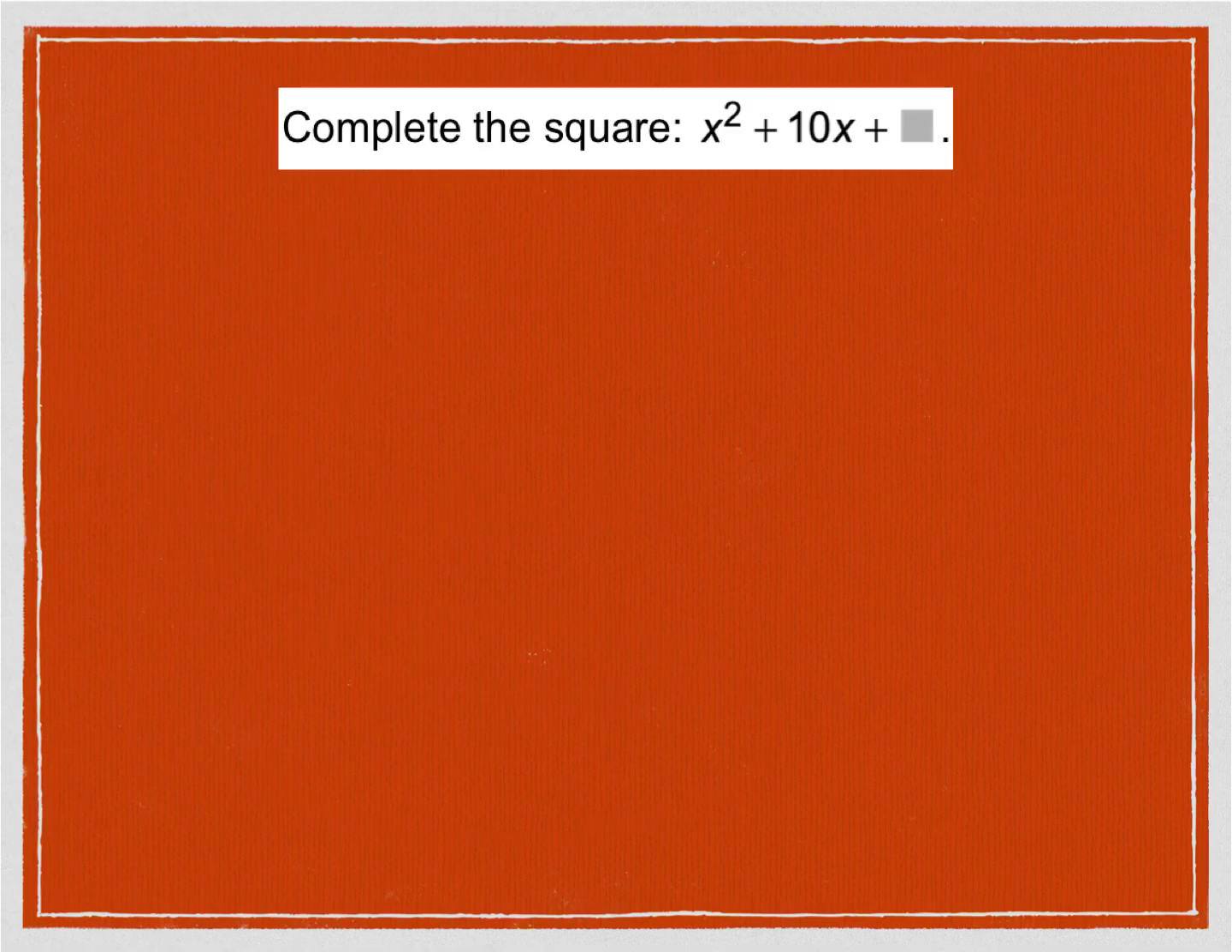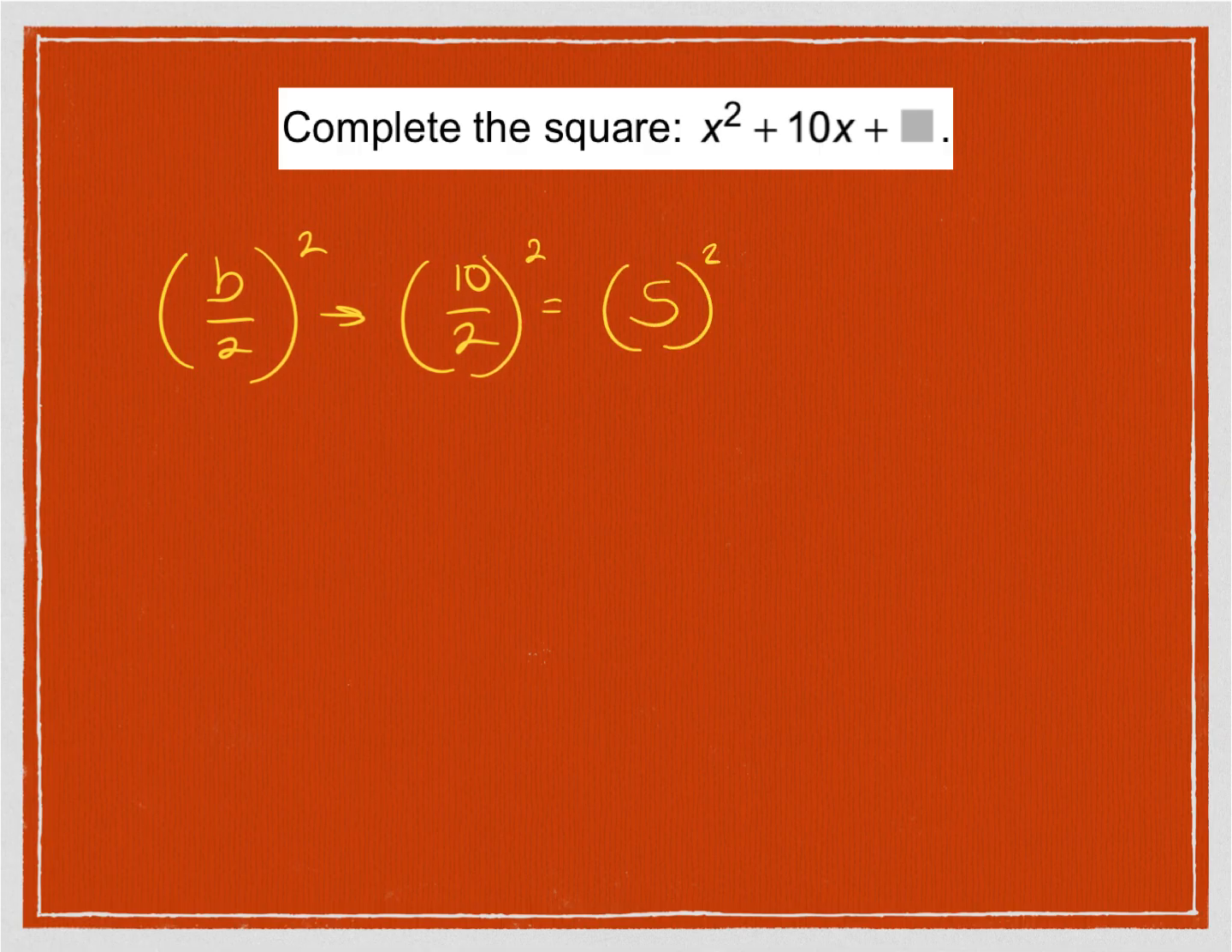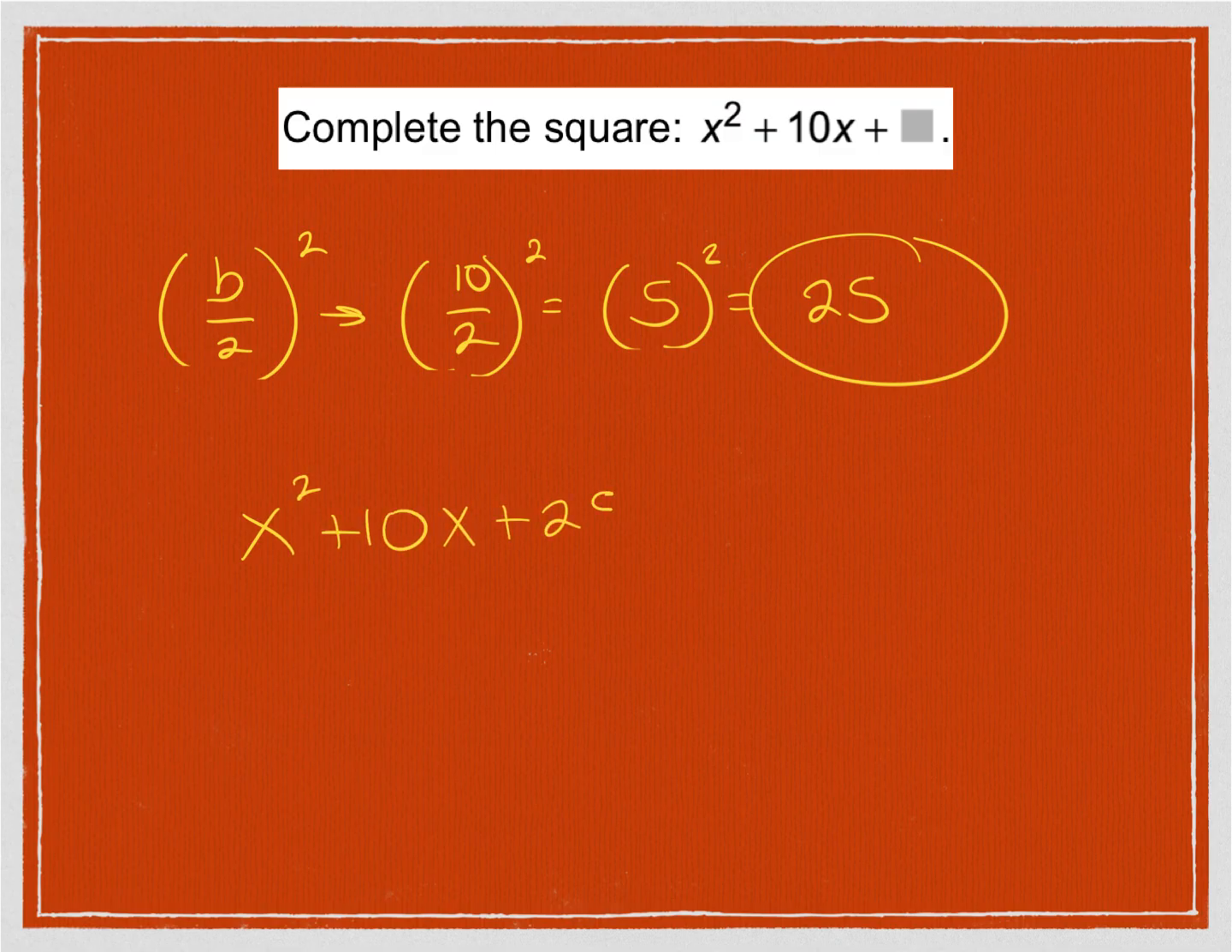Now again, they're just asking us to find the last number. First step, we look at a: it is 1, awesome, we can keep going. We're looking for the (b over 2) squared, so it's going to be 10 over 2 squared. That gives us 5 squared, so 25 is our solution here. If you were to plug it in, it would look like this: x squared plus 10x plus 25.